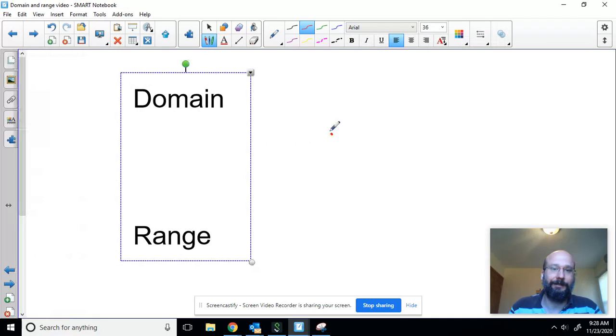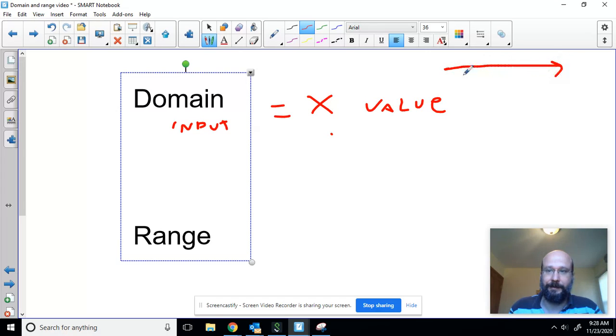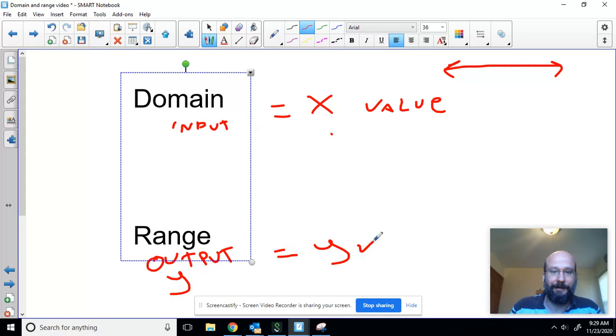So let's get started. Domain is the same thing as input, and it's your x value. So remember, x is horizontal on the graph. Range is the same as output. It's also the y value, and the y value is up and down.